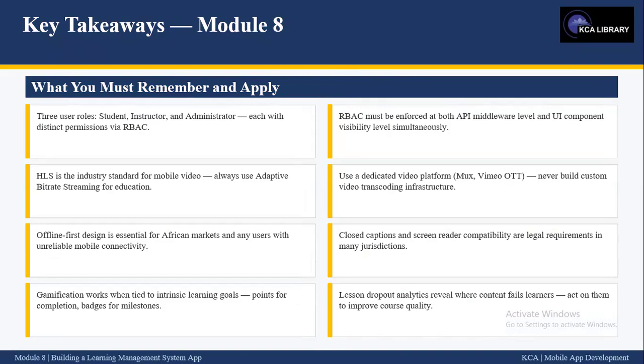Key takeaways. What you must remember and apply is 3 user roles: student, instructor, and administrator, each with distinct permissions via RBAC. And also, you must remember RBAC must be enforced at both the API middleware level and the UI component visibility level simultaneously. And also, you must apply and implement HLS, the industry standard for mobile video. Always use adaptive bitrate streaming for education.